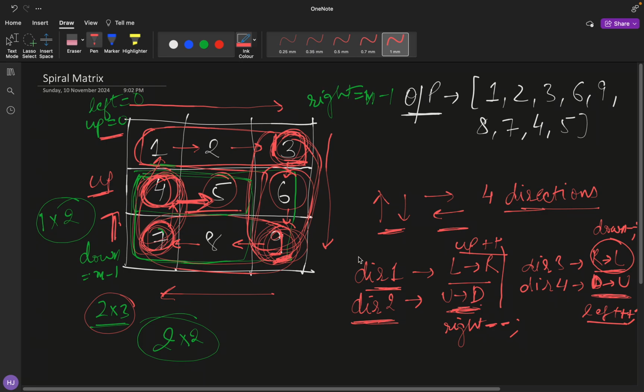So these are all the assumptions that I am taking while moving in this spiral matrix. Whenever there happens to be a condition that up is greater than down, or left is greater than right, it means that I have already traversed my matrix. That's what the assumption is.